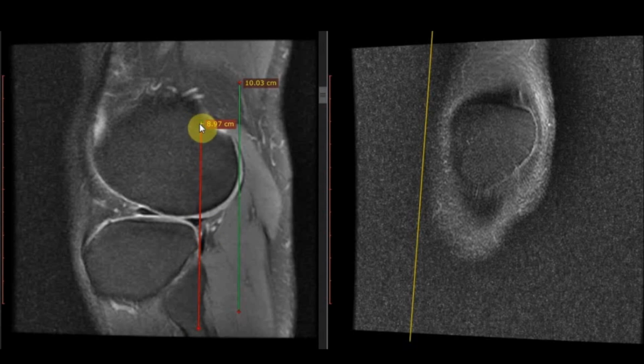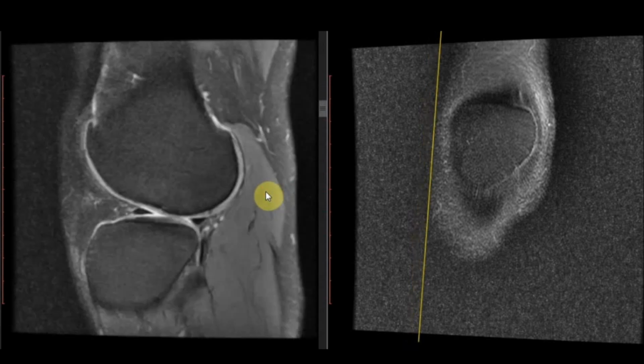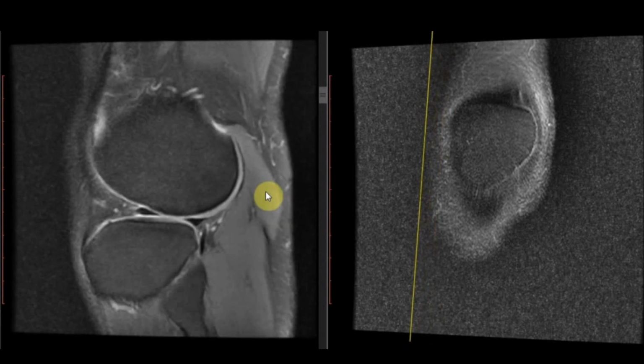So we draw a tangent to the lateral femoral condyle, then we draw a tangent to the lateral tibial plateau, and we measure the distance between these two lines. In this case, this is 17 mm, which is quite large anterior translation of tibia. So we say that there is anterior translation of tibia when there is 7 mm translation anteriorly, but in this case it is 17 mm. So there is a gross anterior translation of tibia.